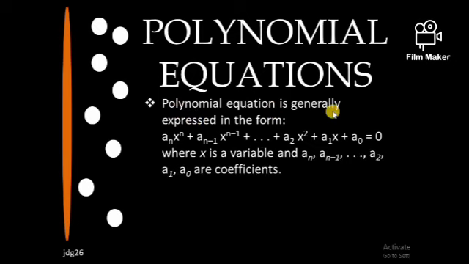A polynomial equation is generally expressed in the form a sub n x raised to n plus a sub n minus 1 x raised to n minus 1 plus and so on up to a sub 2 x squared plus a sub 1 x plus a sub 0 is equal to 0, where x is a variable and a sub n, a sub n minus 1, a sub 2, a sub 1, a sub 0 are coefficients.